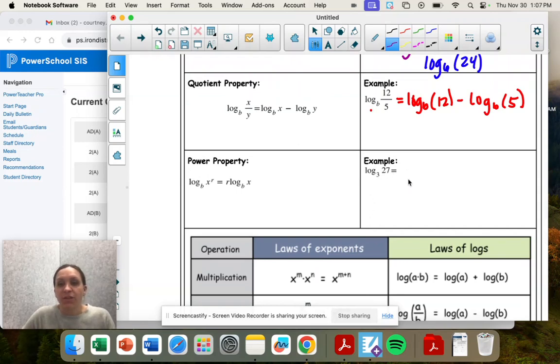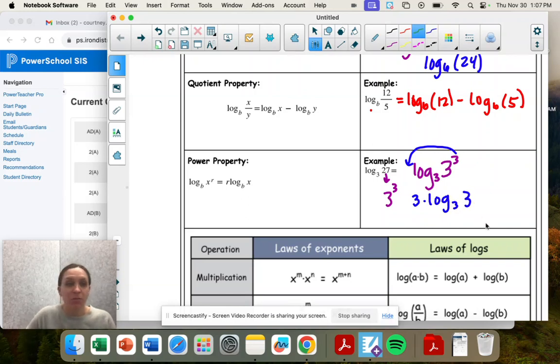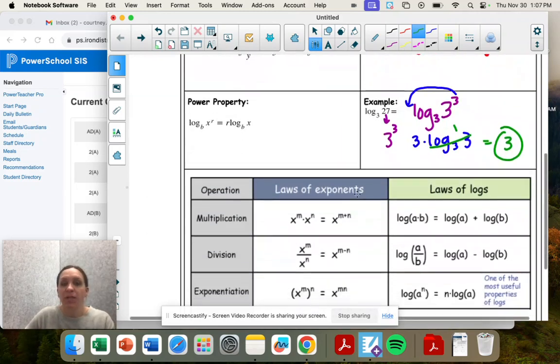So log base 3 of 27, I'm going to rewrite 27 as 3 to the 3rd power. And then it's log base 3. So what happens is I can take this exponent in front of the log and multiply it. So I have 3 times log base 3 of 3, and if you remember from last quarter, that equals 1. So the answer to this would actually just be 3 using our power property.